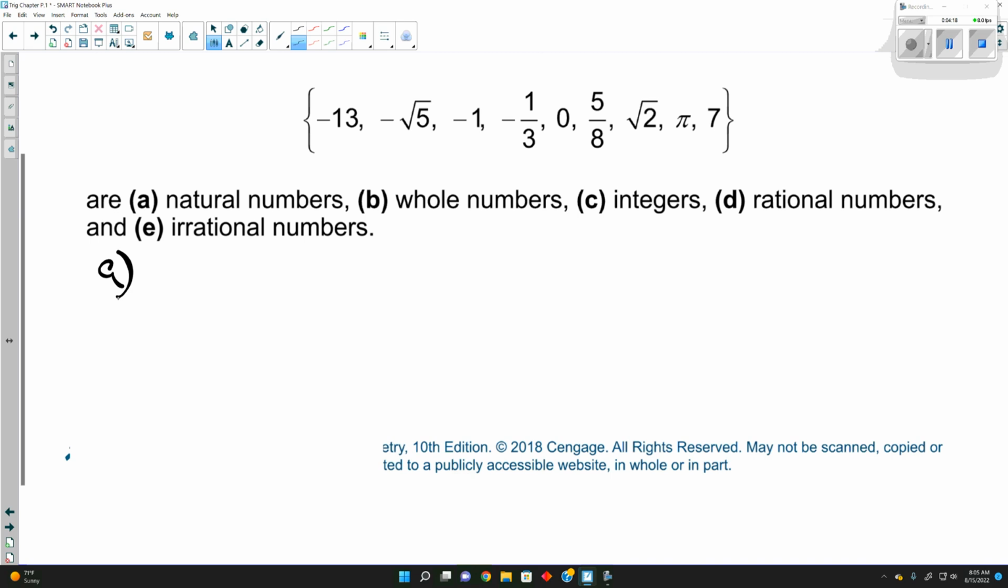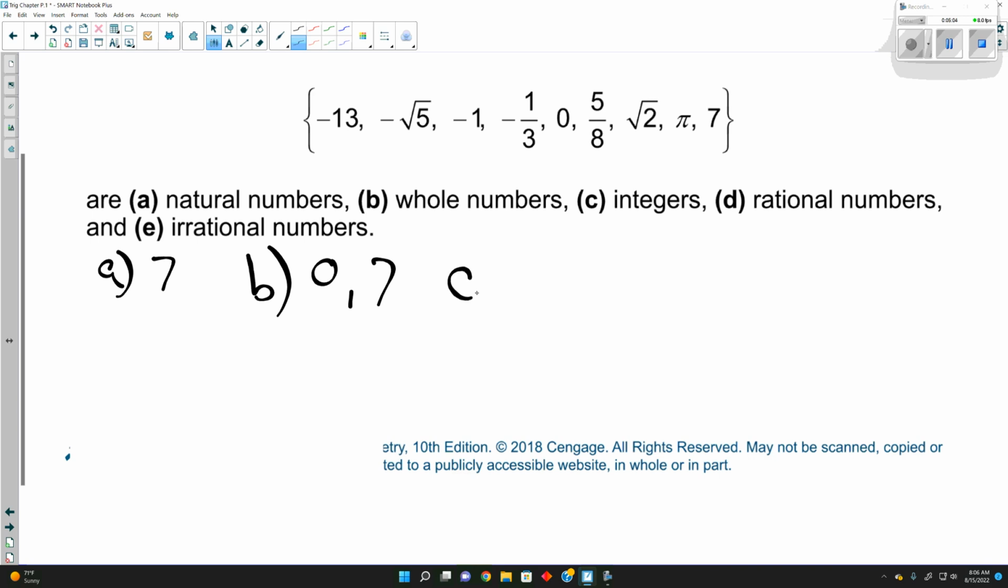How many natural numbers are up there? Well, we can say 7, yes? 7's a natural number. Any other natural numbers besides 7? I wouldn't think so. Because natural numbers are counting numbers, anything that's positive, and it can't have a decimal. So out of all these here, the only one that is a counting number and positive is just 7. Our whole numbers, well, just add 0. The only difference between whole numbers and natural numbers is 0.